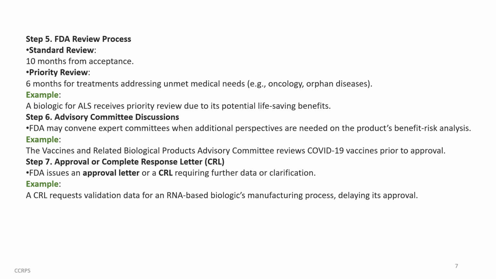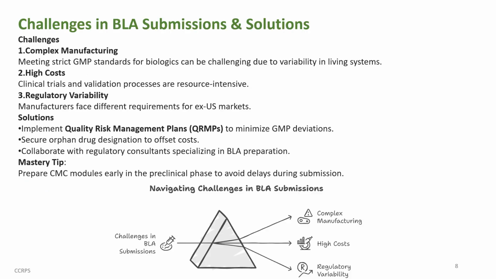Step 6. Advisory committee discussions. The FDA may convene expert committees when additional perspectives are needed on the product's benefit-risk analysis. The Vaccines and Related Biological Products Advisory Committee reviews COVID-19 vaccines prior to approval. Step 7. Approval or complete response letter. The FDA issues an approval letter or a CRL requiring further data or clarification. A CRL requests validation data for an RNA-based biologic's manufacturing process, delaying its approval.